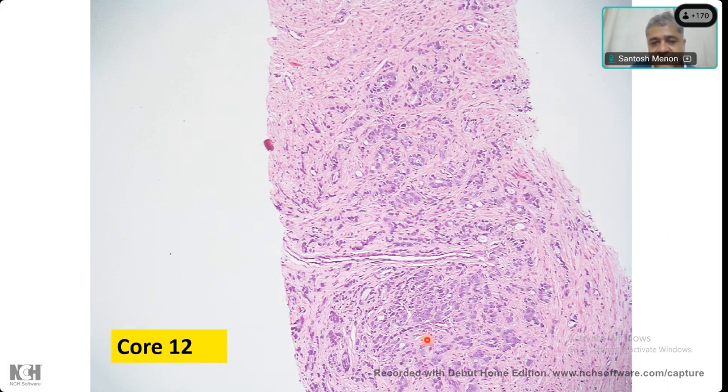You have to look at all the 12 cores and look at the core which has the maximum Gleason. The idea is just to pick up the maximum Gleason. If your first core is showing 5 plus 5, 10, that's it. That's the maximum Gleason. You understand? Having said that, as a resident, you have to see all the cores. The practicality of the situation has to be taken into consideration. You are not treating a core of a prostate, you are treating a patient.